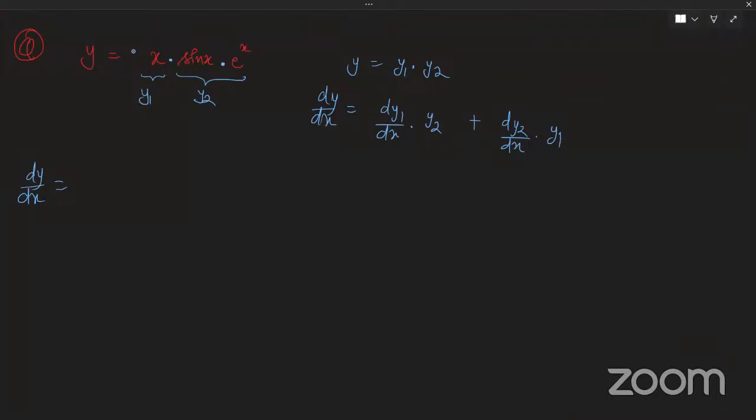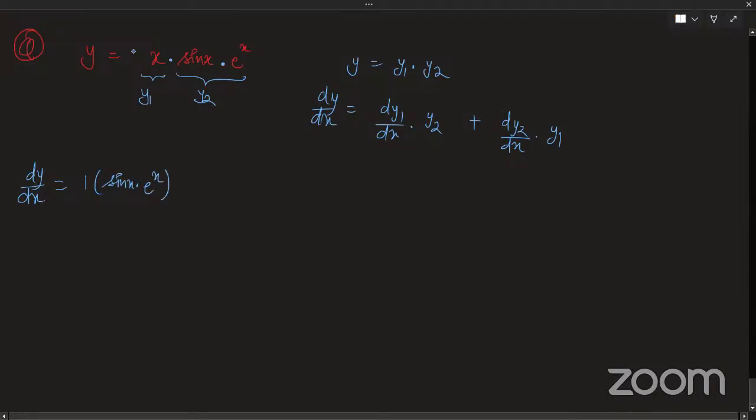What is y1, sir? Great. y1 is only x. So it is 1. 1 into y2. Your y2 is sin x into e raised to x. Okay, plus y1, x, into derivative of sin x into e raised to x.